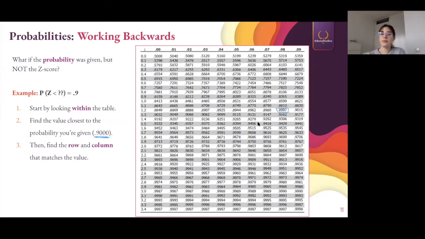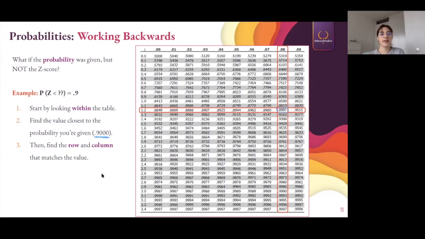And so now that we've found this probability, we need to match up and find the row and the column that it belongs to. So in this case, we find that 1.2 and then 0.08 are the correct rows and columns that match up with this 0.8997.